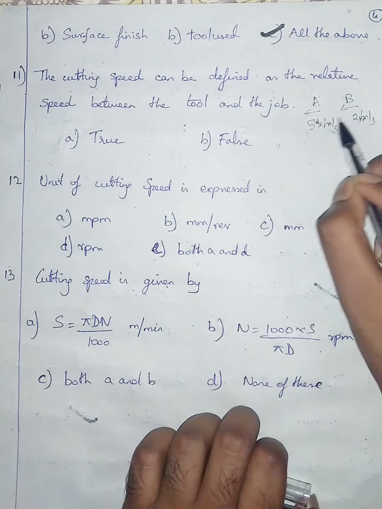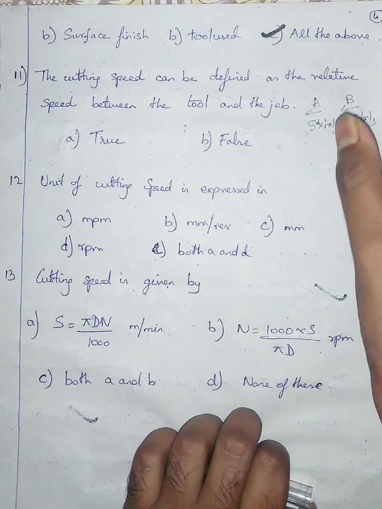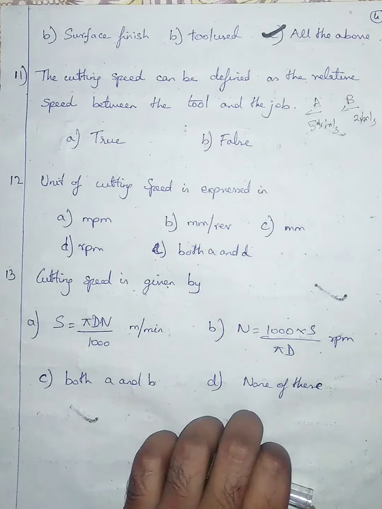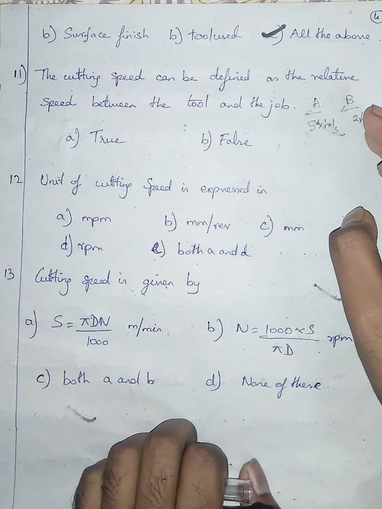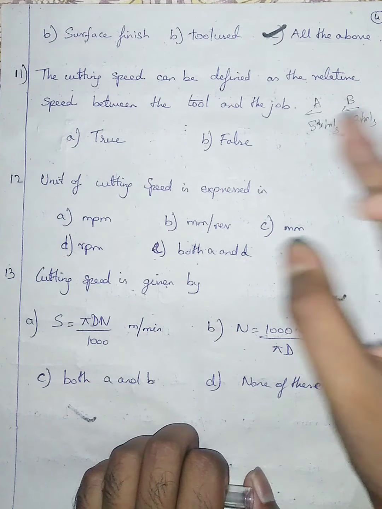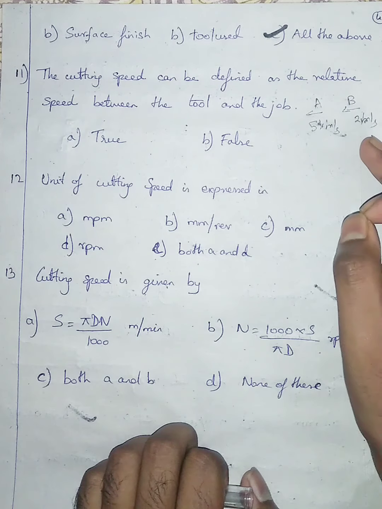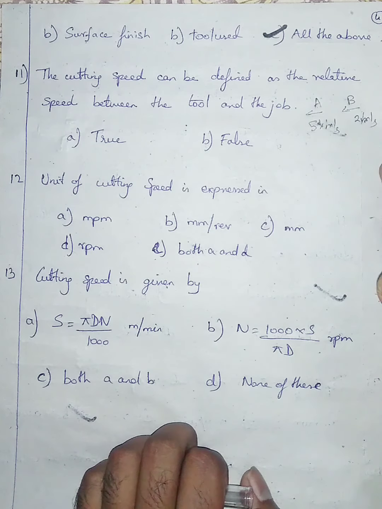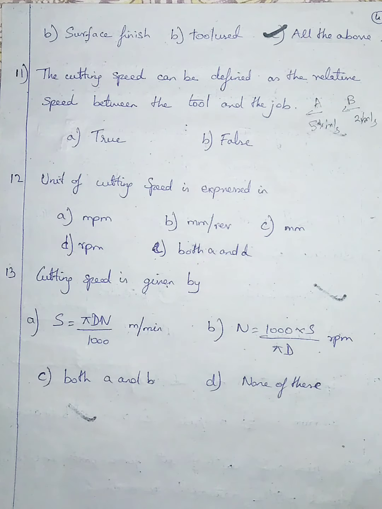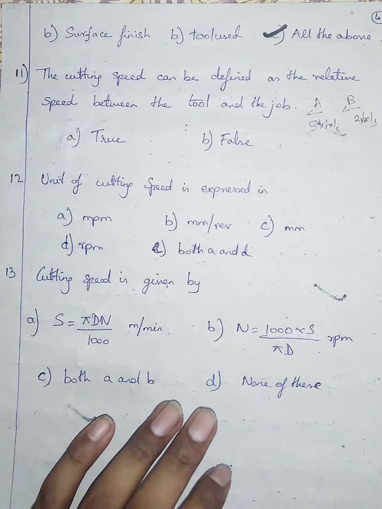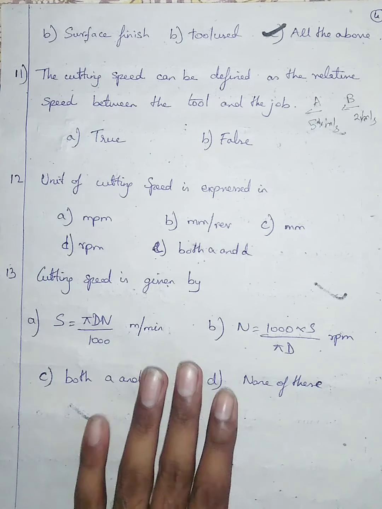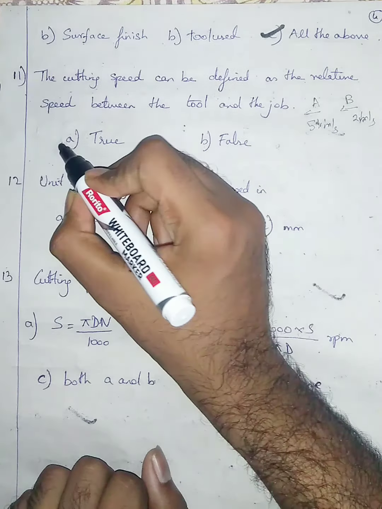What is the difference between these two? Only the calculation between these two. This is the relative. A is ahead of B by 3 km per second, and B is behind A by 3 km per second. That is the relative. We are relating just these two, tool and the workpiece, that is job. So I am going with option number A, true.